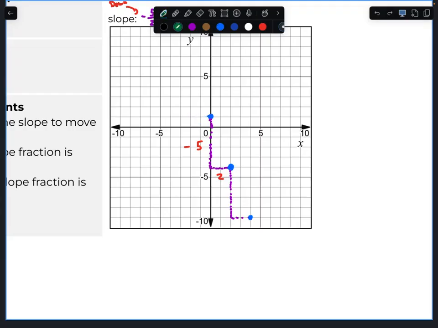Once you have 2 points, then you can technically just make a straight line that goes through these points. And then we add our little arrows at the end because I'm saying it goes on and on and on. Once you have 2 points, you can just connect those 2 points and then make a straight edge.